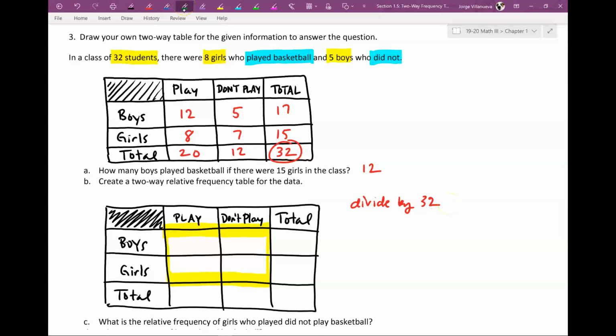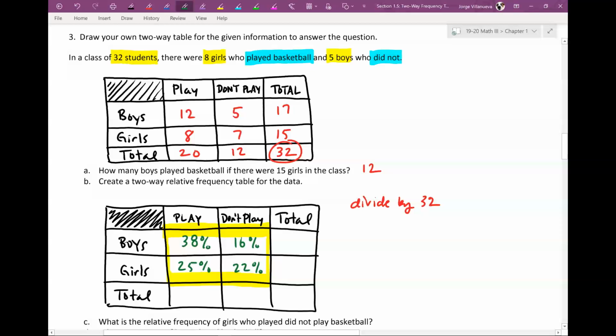So what I'm going to do is I'm just going to say it out loud this time. I'm not going to write it down. So if I get 12 and divide it by 32, I'm going to do this first box, the boys that play, okay? That comes out to 38%. Now, the girls that play, I'm going to get 8 and divide it by 32. That's 25%. Now, to figure out the boys that don't play, I'm going to get 5 and divide it by 32. That gives me 16%. And then to find the girls that don't play, I'm going to get 7 and divide that by 32. And that gives me 22%.